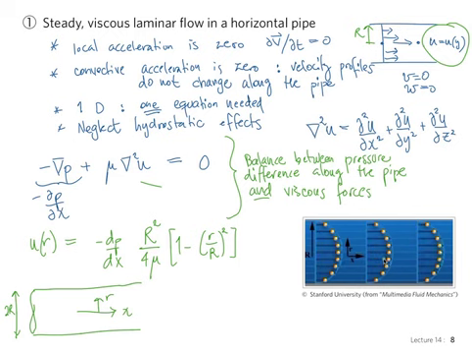And so no convective acceleration. The velocity profiles are the same in all stations. If I make a cut through the pipe, in all stations we have the same parabolic velocity profile. That's one simple case. Let's look at another one.